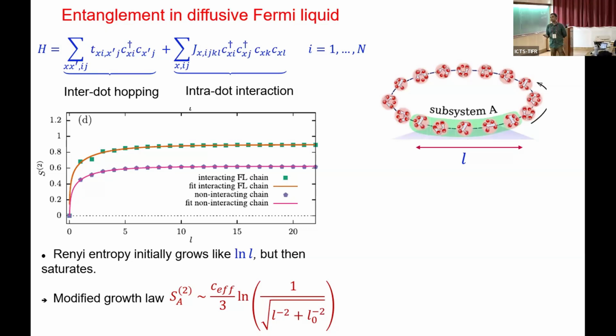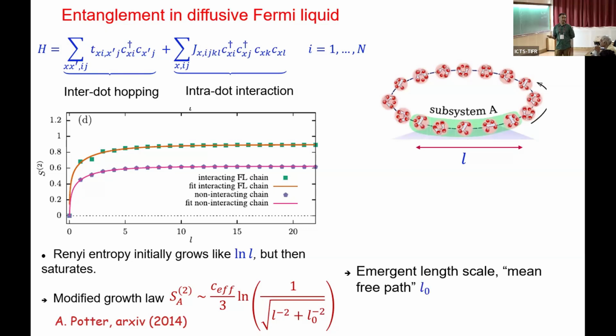For this kind of system, it is known from some arguments that what you should get is some kind of C effective, which has nothing to do with the central charge or anything. It's just some coefficient, some log behavior, which is cut off at some scale, and this scale is basically the mean free path of the diffusive metal. This is known from some arguments earlier by Andrew Potter and others.